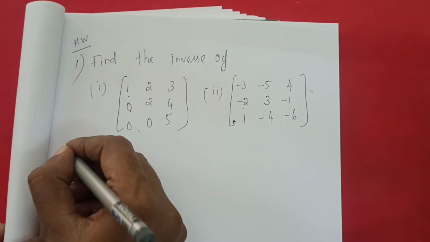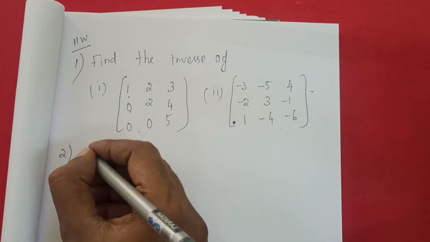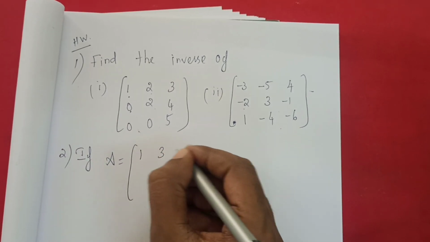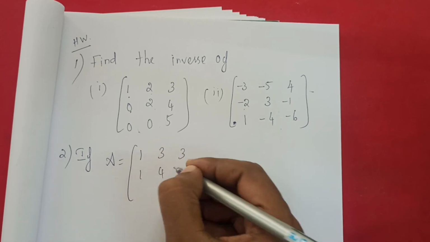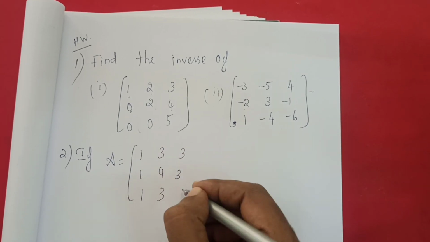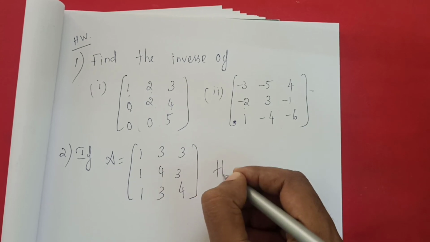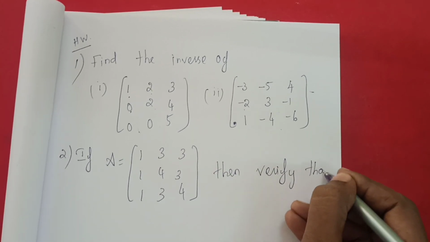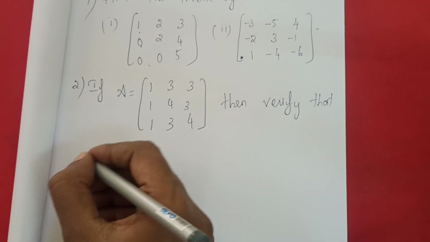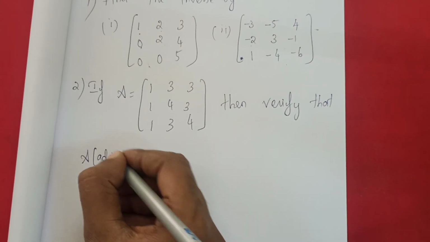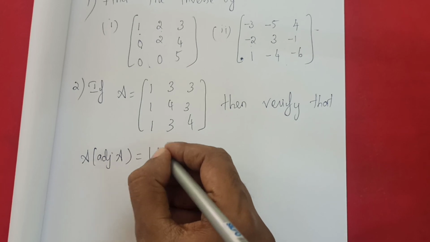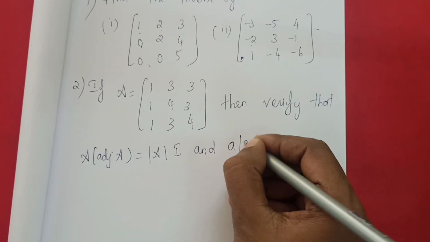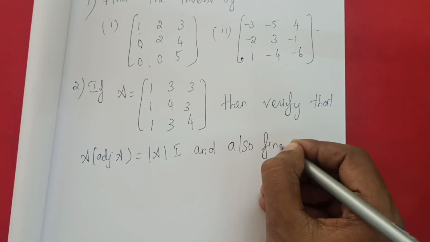Then one more question. If A is equal to 1, 3, 3, 1, 4, 3, 1, 3, 4, then verify that A into adjoint of A is equal to determinant of A into I, and also find A inverse.